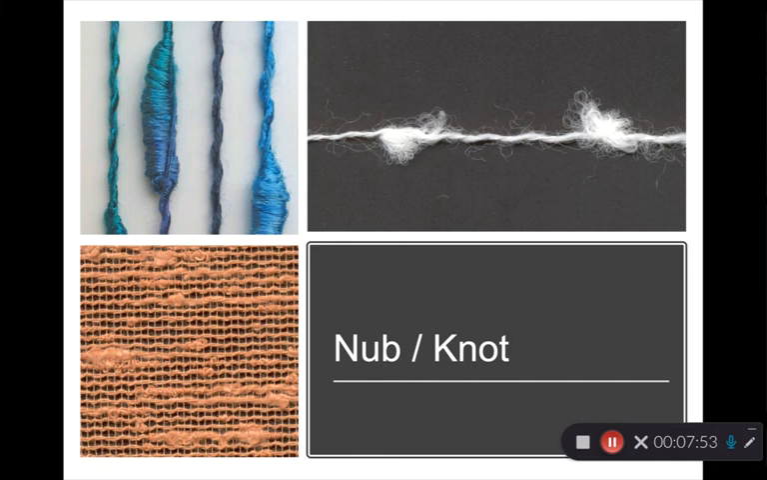One is called a nub or a knot. And this has a wide variation, but it's an effect where the yarn kind of twists in on itself or wraps around itself in particular places. And so you get this thick and thin look, much like a slub, but it's much more dramatic.